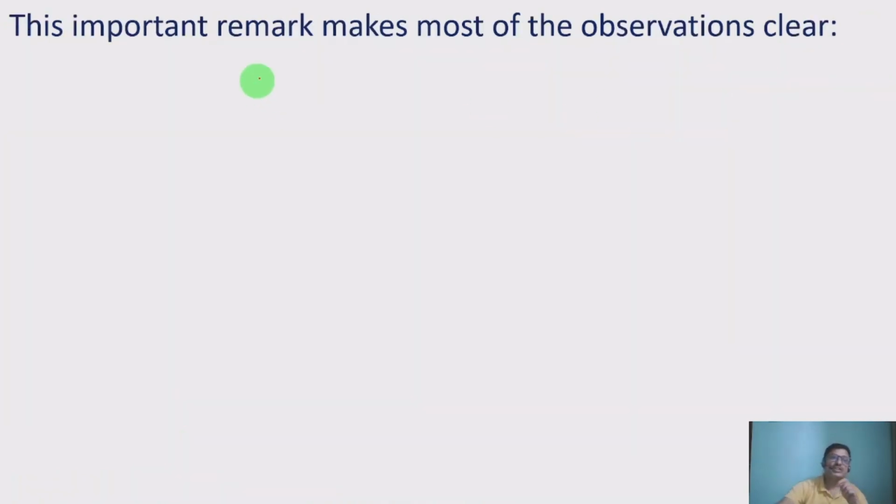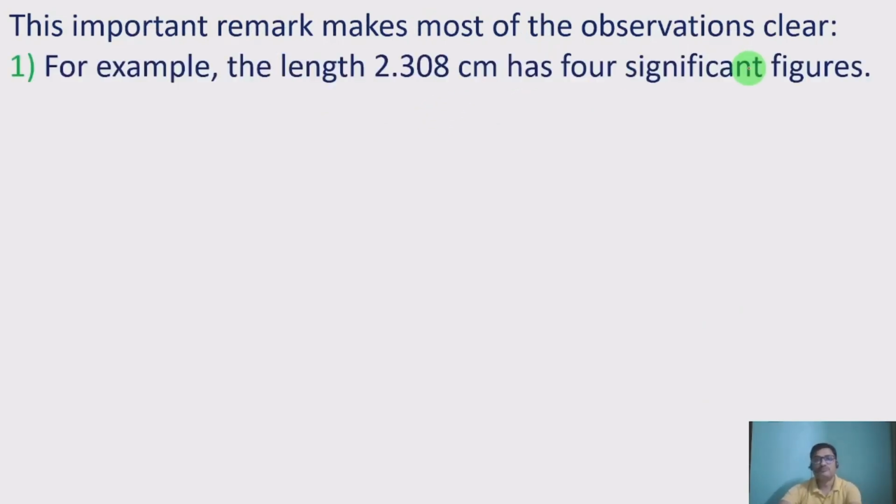Further moving, there are some important remarks making most of the observations clear. The first observation is, for example, the length 2.308 centimeter has four significant figures. This value is 2, 3, 0, 8. It has four significant figures.